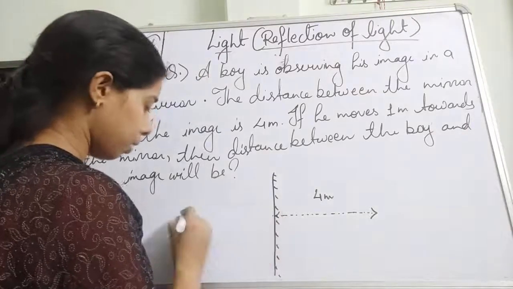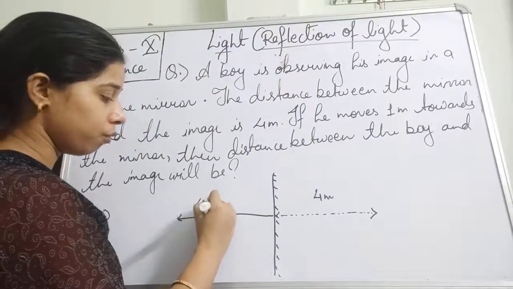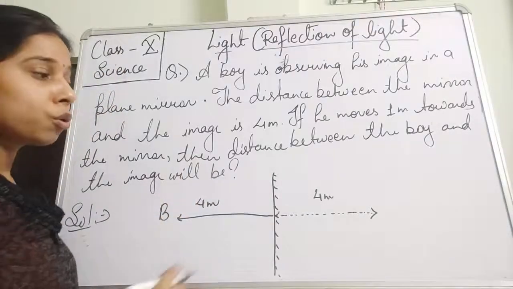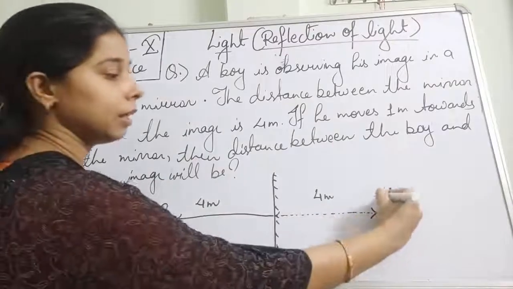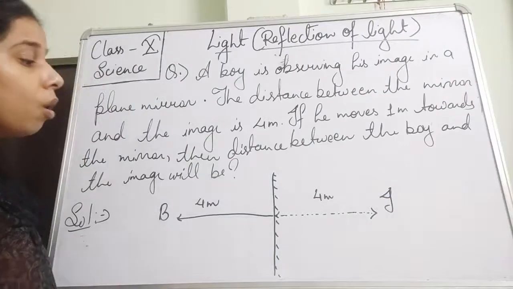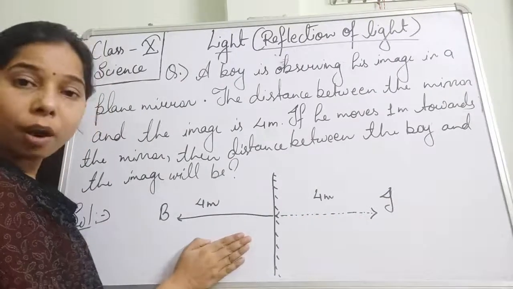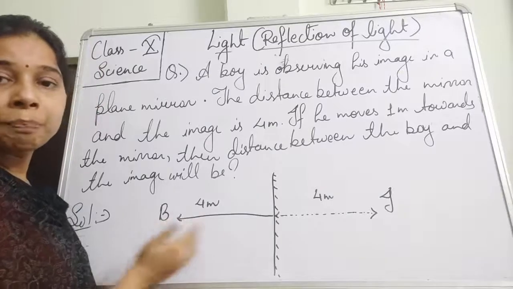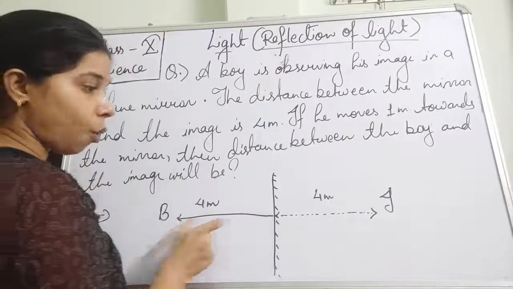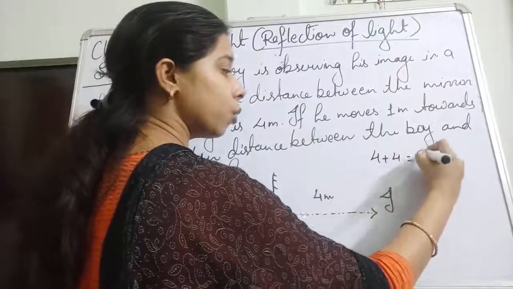So the distance between the mirror and the object will also be equal to 4 meter. Here the boy is standing. I am representing the boy by B. Here is the image of the boy and here is the boy itself, right? If the image formed is 4 meters, the boy was also standing 4 meter from the mirror. So now the total distance between the boy and the image will be 4 plus 4, that is equal to 8 meter.